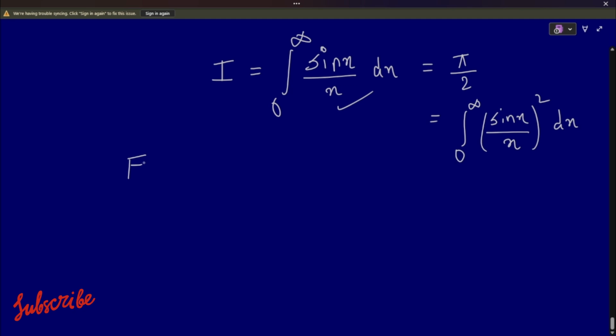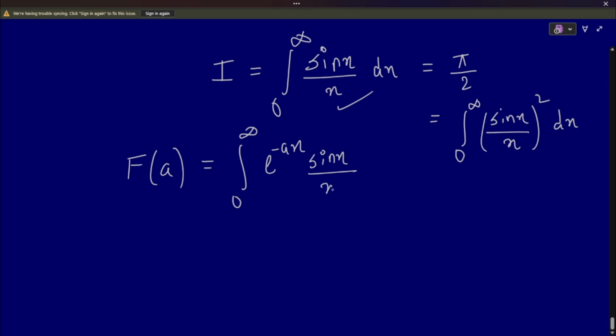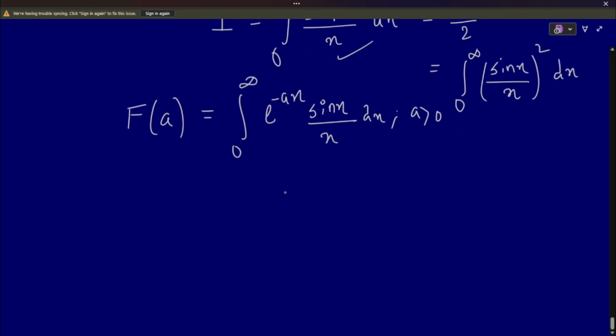So define a function called f of a, and let this function be equal to the integral from 0 to infinity of e to the power minus ax sin x upon x dx. And you have to say that a is greater than 0, and a is a parameter here. Let's consider a as a variable. We are doing this because we can prove that this integral converges and it is allowed to do differentiation under the integral sign. That can be proved using Feynman's theorem.